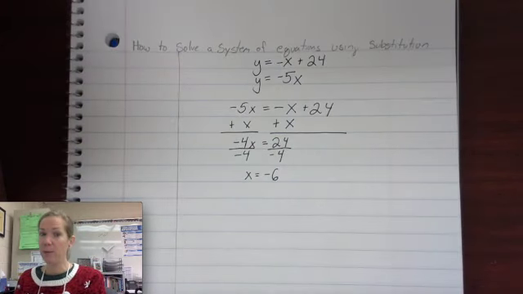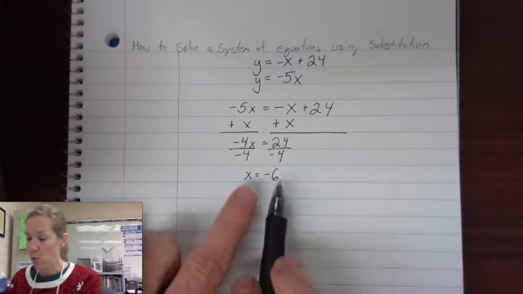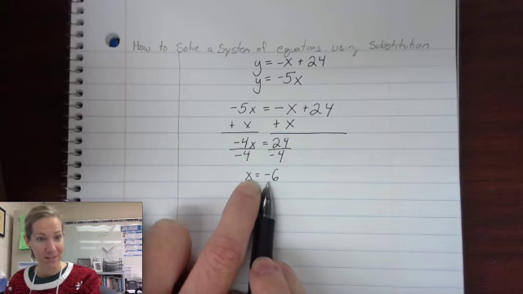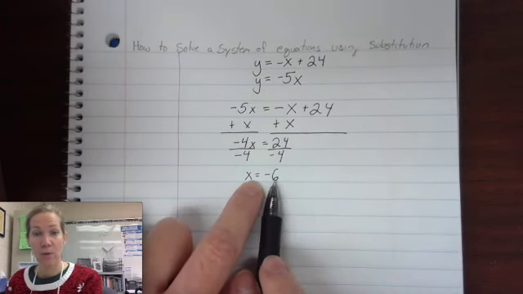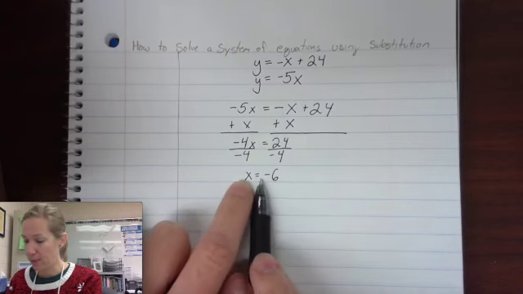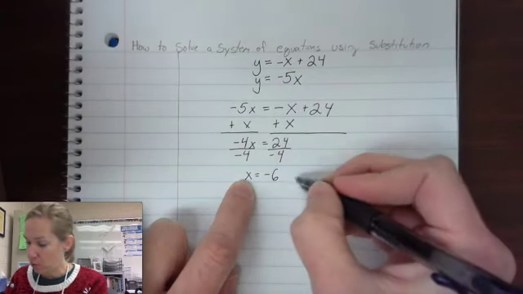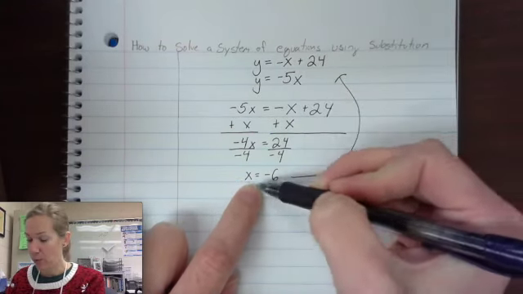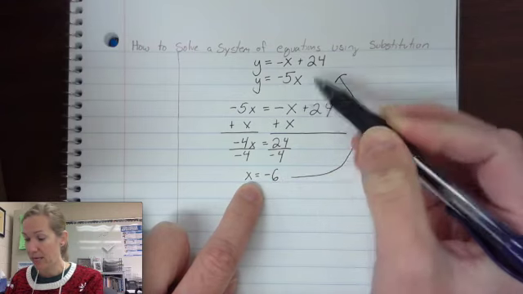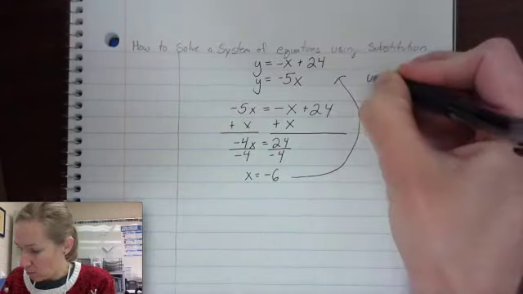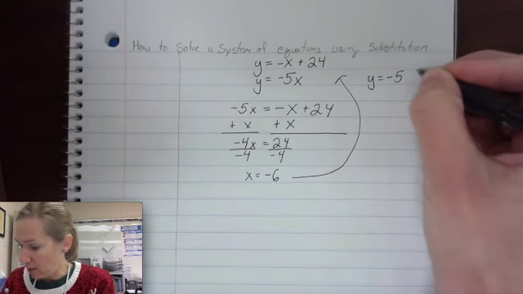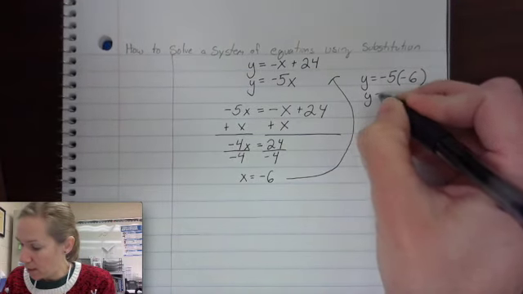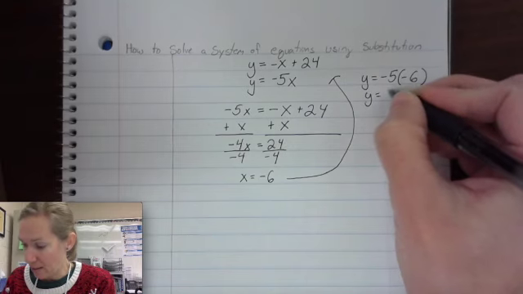Now you might think you are done, but you are not. We only know the x value of the point. Remember, we need an x coordinate and a y coordinate. So we're going to take this and put it back up into one of our equations. Now I'm going to choose this equation because putting this negative 6 into this one seems easier for me. y equals negative 5 times negative 6. So y equals positive 30.